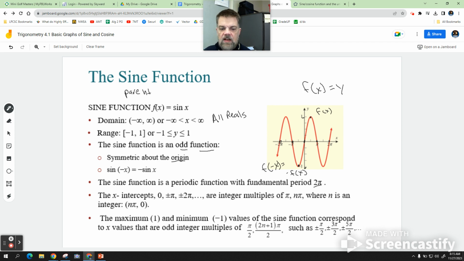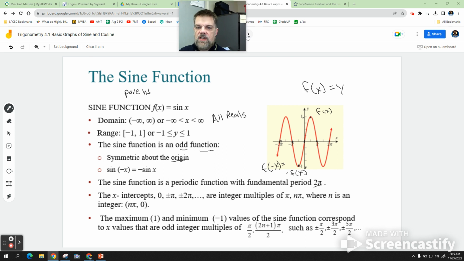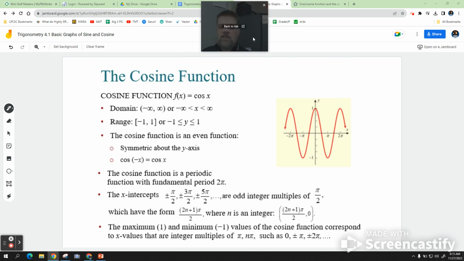So the maximum value of 1 and the minimum value of negative 1 occurs at pi over 2. And I'll show you in a second, when we're done with sine and cosine, why that occurs the way that it does. Okay? So let's do one more thing. Let's talk about cosine. Now cosine is the cofunction of sine. And really what it is, it's just shifted over pi over 2. Okay? So that changes the numbers a little bit.